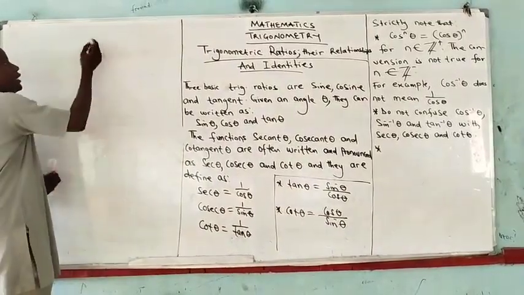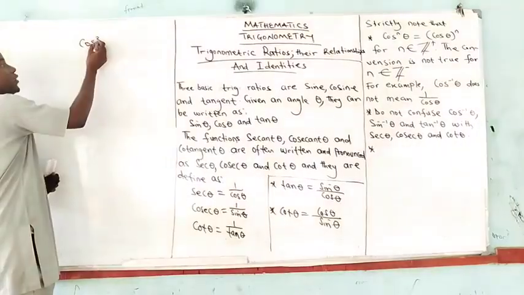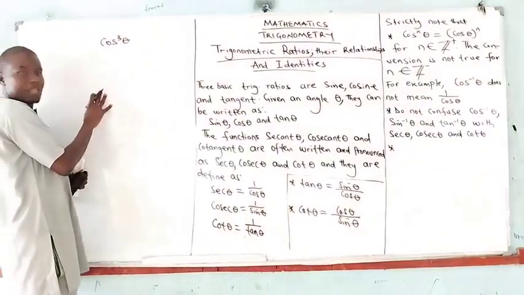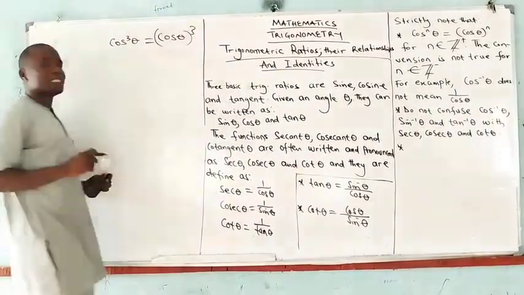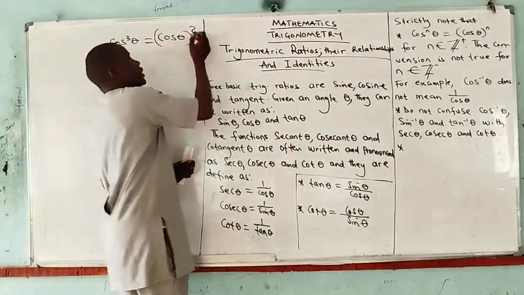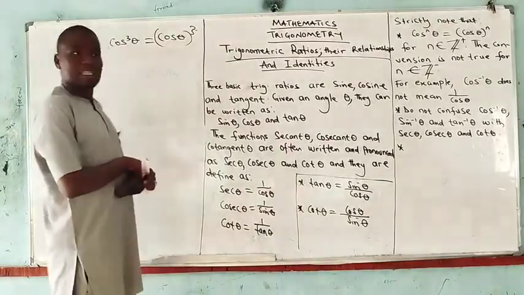If you have something like cos 3 theta, you can write it as what? Cos theta to the power 3. Because this is a positive integer.